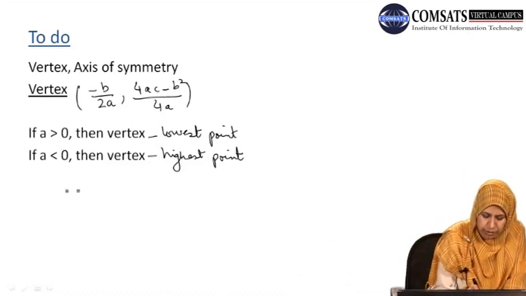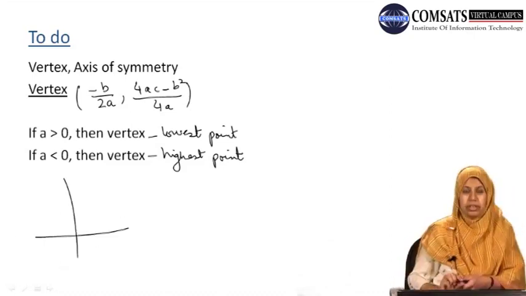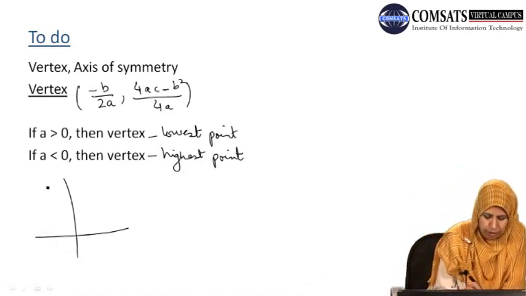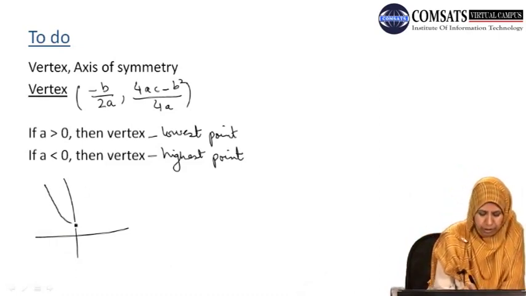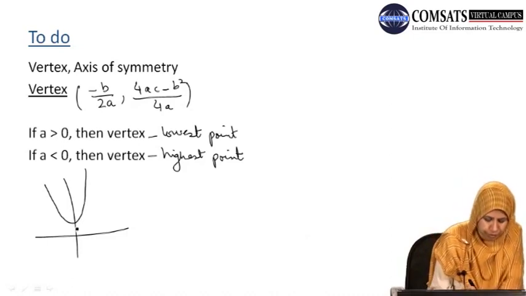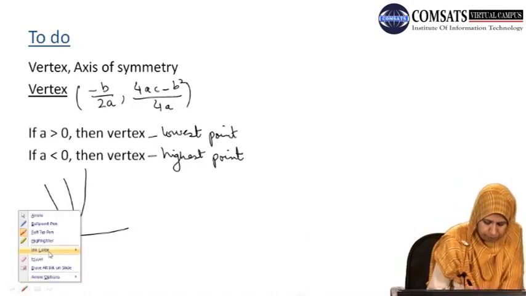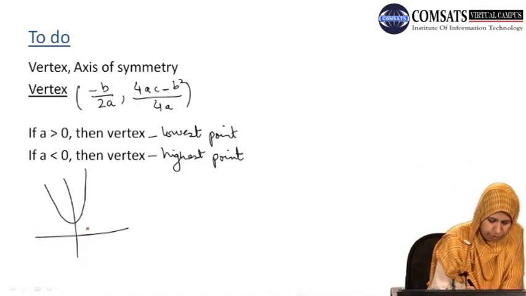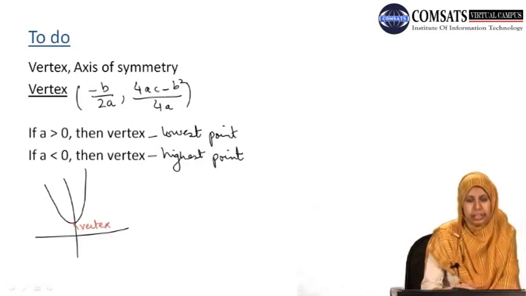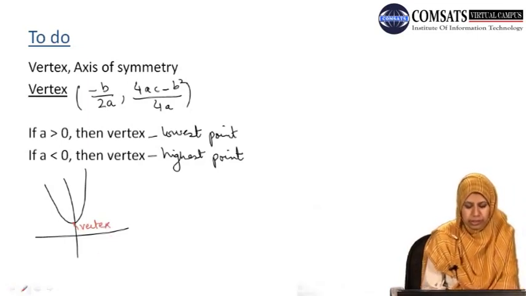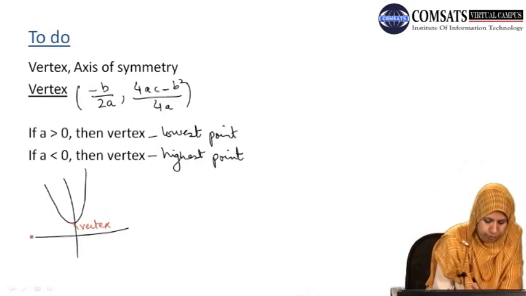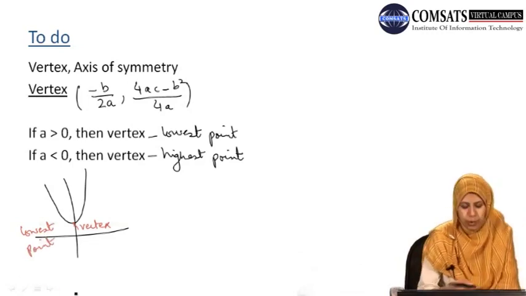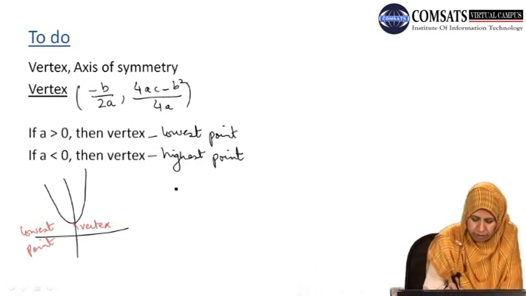And what do we mean by this graphically? That a is positive, which means that the graph will be concave up. It will look like this. If this point is the vertex, then we can clearly see from the graph that this point is the lowest point on the graph. Lowest point.